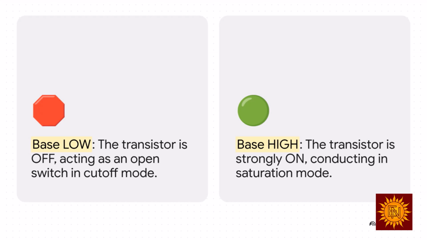Now, what's really interesting here is contrasting how the component actually behaves. We have two main ways to use it, starting with its most popular job, acting as a switch. On one side, we have cutoff. If the base current is 0, the transistor is completely off. It acts exactly like an open mechanical switch, literally 0 current flows. But on the other side, we have saturation. If the base is driven high with enough current, the transistor turns strongly on. The path from the collector to the emitter conducts beautifully, acting just like a closed, fully connected switch.